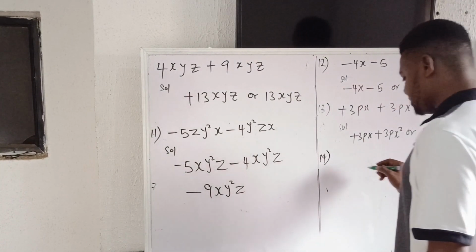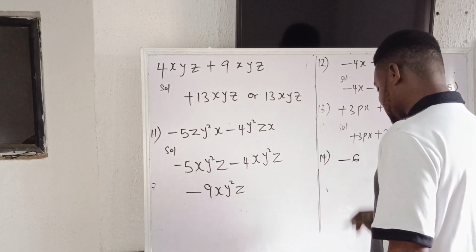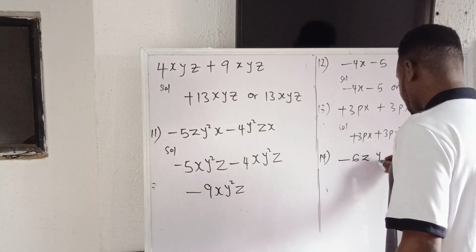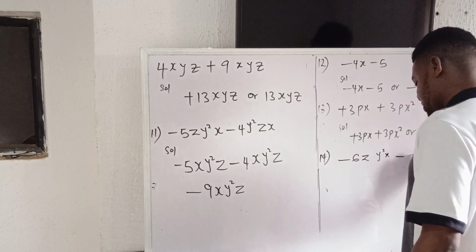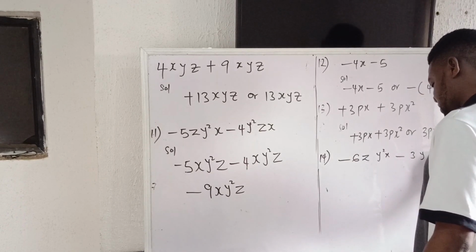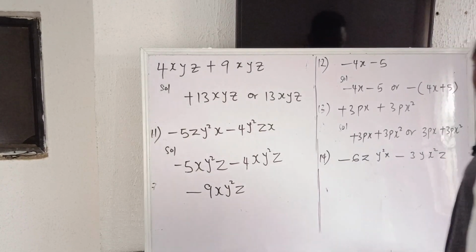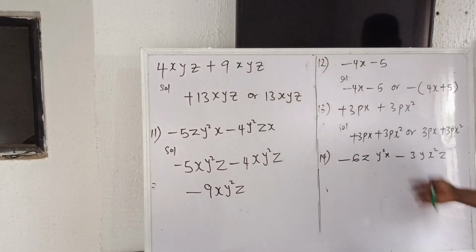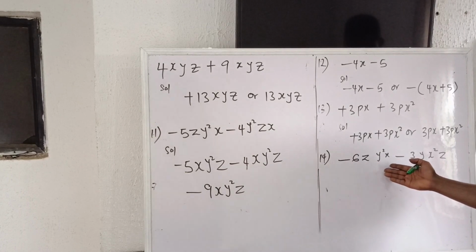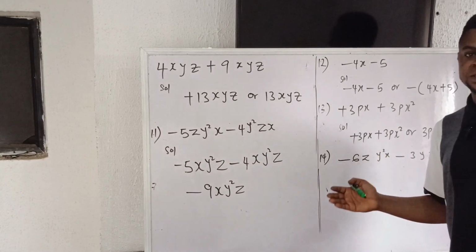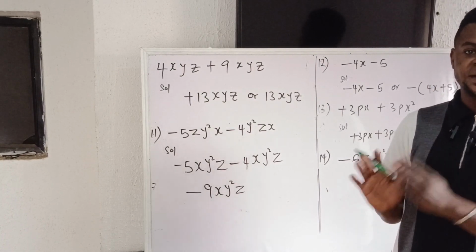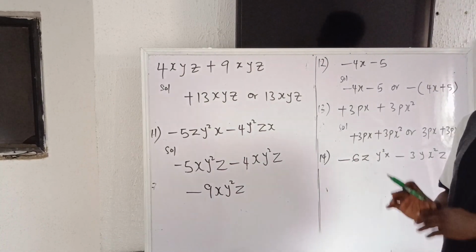If you're told to simplify minus 6zy squared x minus 3yx squared z, how do you go about simplifying this? So we want to simplify this now. First of all, we look at the variables. The variables are not arranged in alphabetical order. So since they are not arranged in alphabetical order, the first thing we have to do is to arrange these variables in alphabetical order.